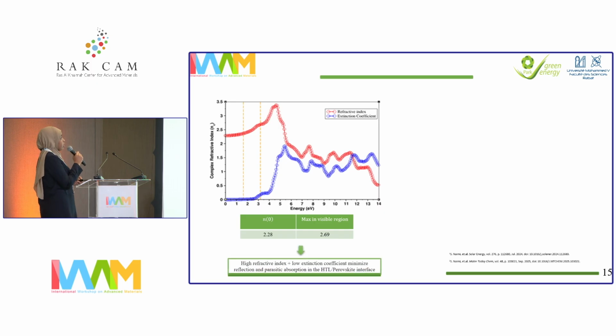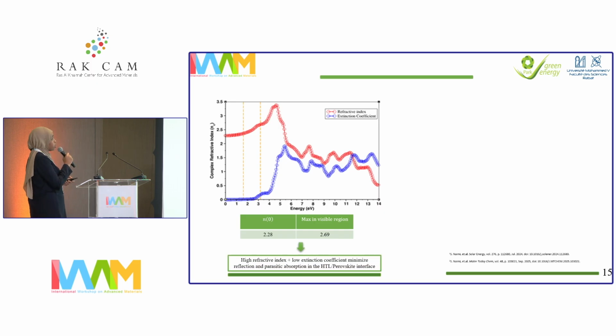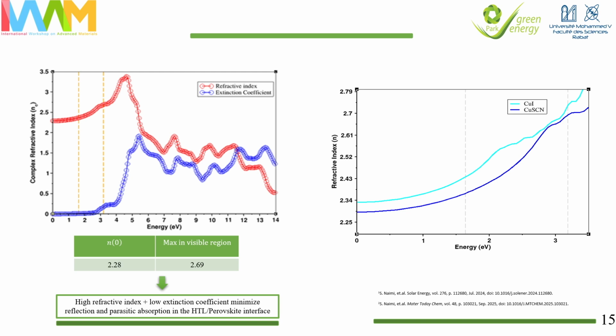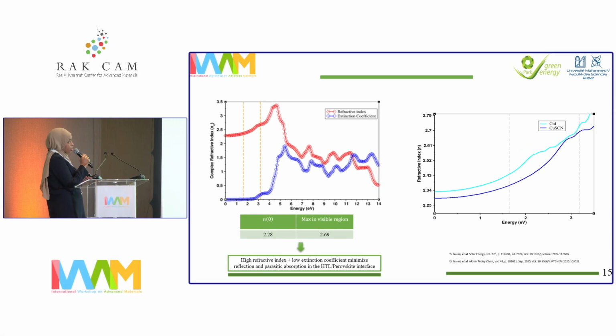Here we calculated the refractive index and extinction coefficient. For this material, the refractive index is high in the visible region, and the extinction coefficient is low, which means that this material can minimize the reflection and parasitic absorption at the HTL perovskite interface. When compared to copper iodide, we noticed that copper iodide has a higher refractive index than copper thiocyanate. That means that copper thiocyanate is less anti-reflective.